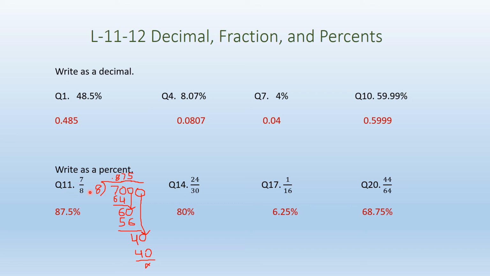These you can do using the long division method. In the long division method, 24 is inside and 30 outside. 1 is inside, 16 outside. I think 44 and 64: 44 is inside and 64 is outside.